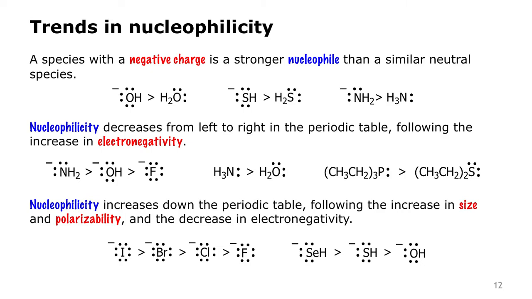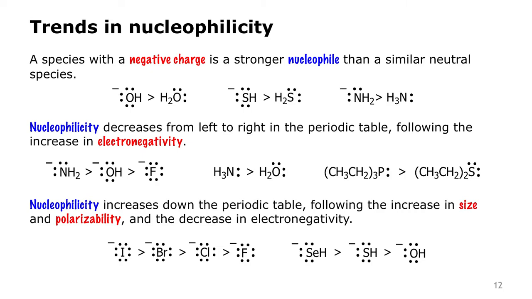If you compare similar species that have a periodic relationship, so for instance, fluorine, oxygen, and nitrogen lie in the same period on the periodic table. If we compare their anions, then what we will find is that nucleophilicity decreases from left to right, and it follows increasing electronegativity. Fluorine holds on to its electrons very tightly, whereas nitrogen has a lower electronegativity. It can donate electrons more readily, which is what a nucleophile needs to do.